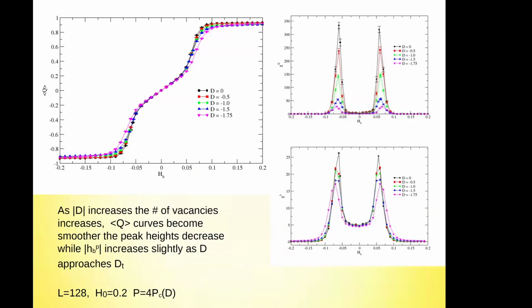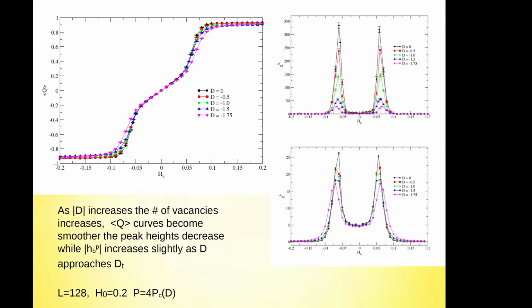Now we plot it for different values of D, because we're interested to see, okay, it behaves like the Ising model, but what are the differences? The difference will be introduced by the dependence on D because of the vacancies. So that's why we change the value of D. And notice that D is always negative in our simulation, of course, because we want to increase the number of vacancies, and as the absolute value of D increases, the number of vacancies increases.